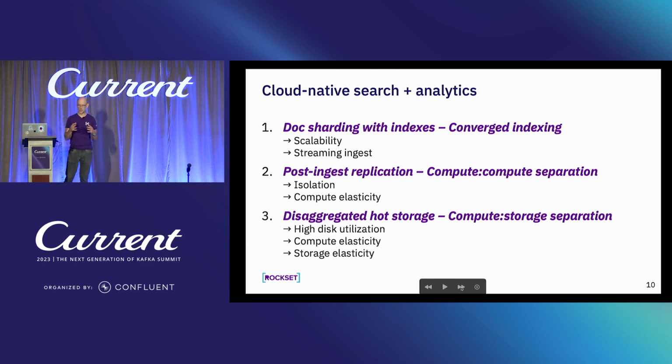The post-ingest replication, the ability to have a lightweight way of replicating the work of ingest from one computer to another, is what we call compute-compute separation. This gives us isolation between the ingest side and the query application side, and also isolation between different applications. And the disaggregated hot storage is the core of compute-storage separation. It gives us high disk utilization, which helps reduce the cost. It gives us compute elasticity because we can move compute without moving the data, and storage elasticity because we can easily add capacity without having to rearrange things.